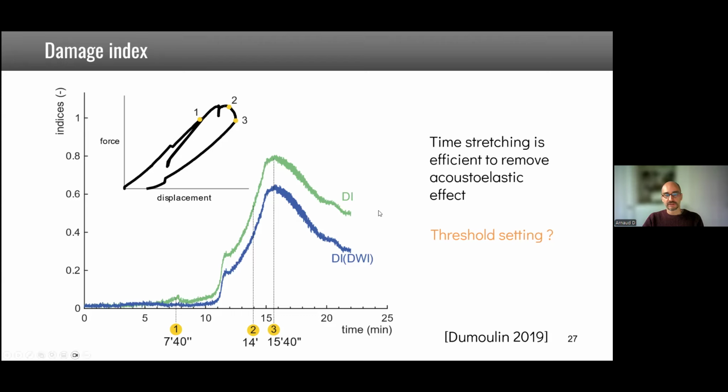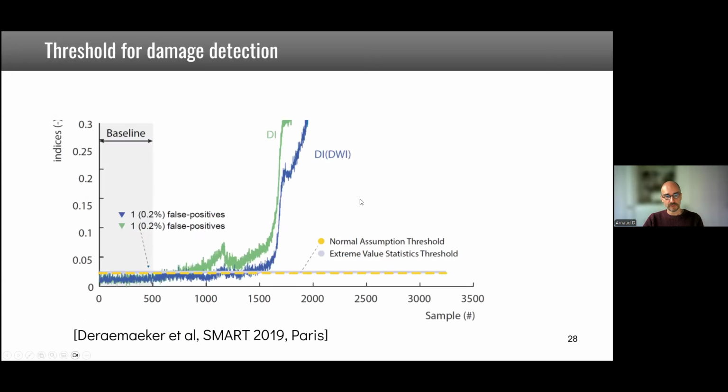But now that we removed the trend, how do we set the threshold? This is important. How do we detect that there is damage? We did some work in a conference paper in 2019 where we used extreme value statistics and a normal assumption threshold. You see that we are able to set a threshold which reacts to damage, but if we don't remove the trend due to the acoustoelastic effect, it will react here before damage actually occurs. It shows the efficiency of using time stretching to get rid of the acoustoelastic effect.